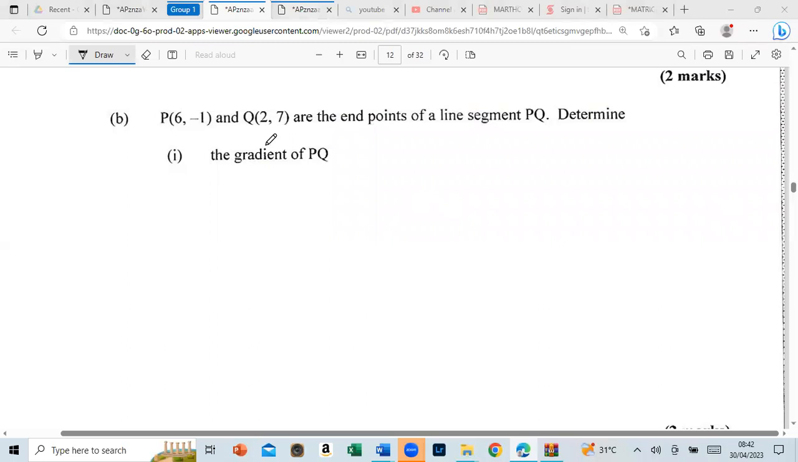All right, it says P and Q are endpoints of a line segment. Determine the gradient of PQ. All right, so what we're going to do, I'm going to rewrite it my style. So we have 6, -1. Guys, remember you're encouraged to try the question, all right?